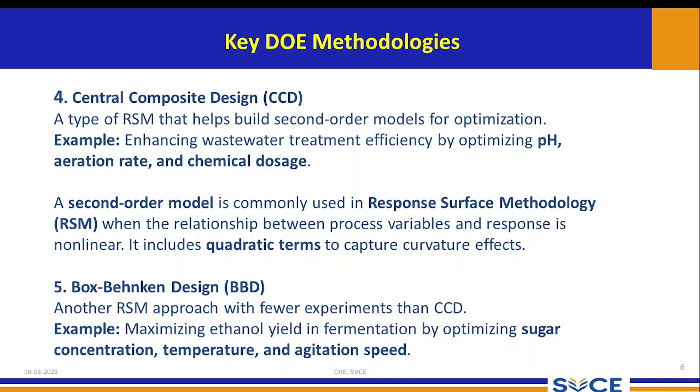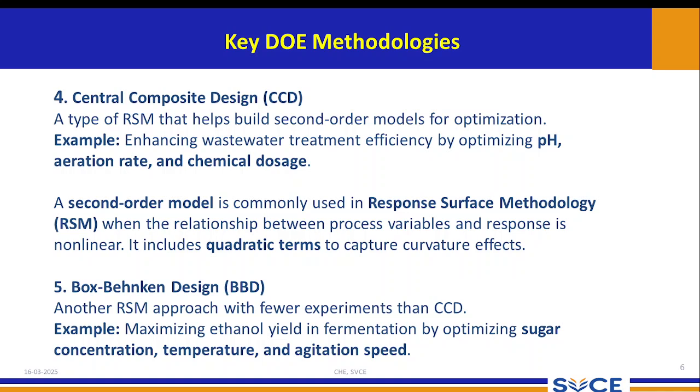When the relationship between the process variable and the response is non-linear, there is no linear relationship. It may be a quadratic equation, even power 2 or even power 3, a polynomial, or logarithmic. That means non-linear: any type of thing coming under non-linear. So this includes quadratic terms to capture the curvature effect. So if the relationship between the process variable and response is non-linear, and if it is second order, then go for a central composite design.